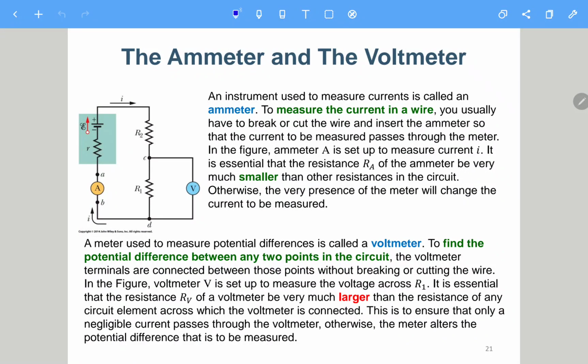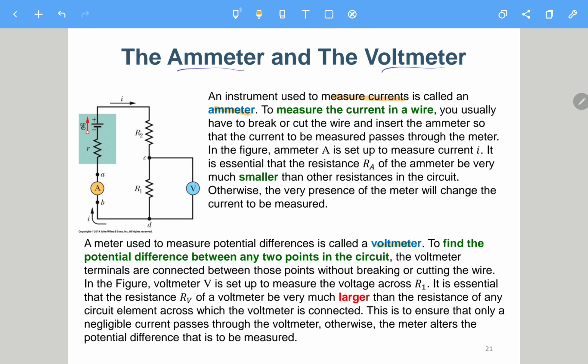Okay, so here we'll talk about two pieces of equipment called the ammeter and the voltmeter. Actually, in the lab you already use them. An ammeter is an instrument used to measure the current. Okay, an ammeter is used to measure current.